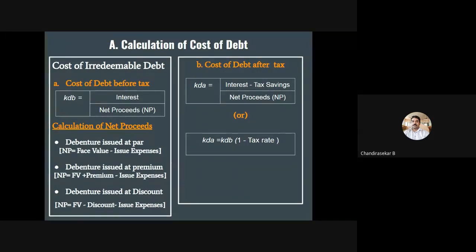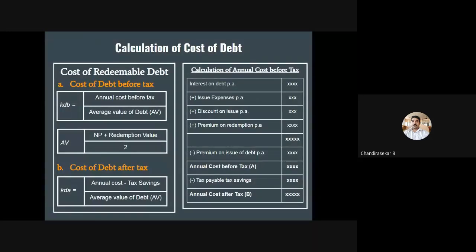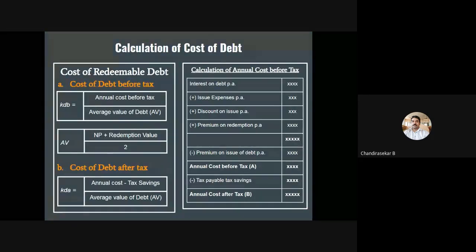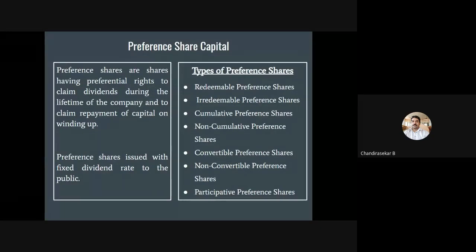Okay. So there will not be any maturity period for irredeemable debt. The maturity period is up to lifetime. So if the cost of irredeemable debt is given, how to calculate the cost of debt? We have discussed in the last class, and cost of redeemable debt also we have discussed in the previous class. If you check the Excel sheet once again, you will come to understand. And this is the next one, preference share capital. We are going to discuss preference share capital.